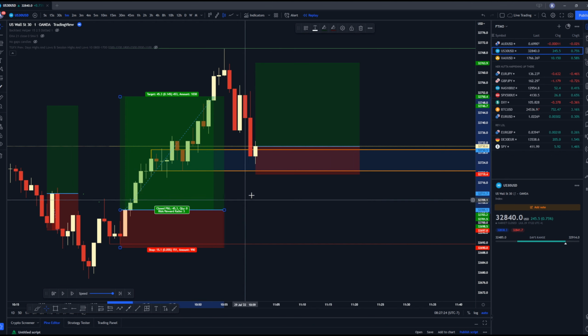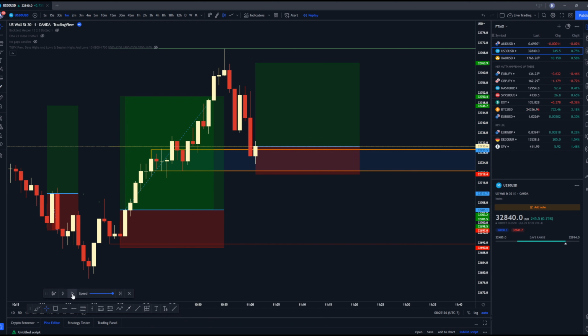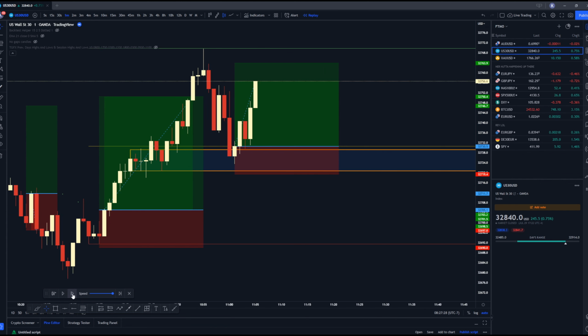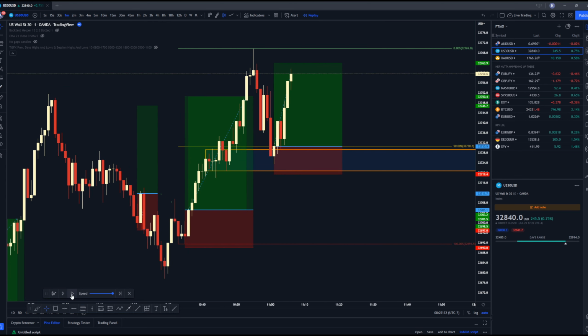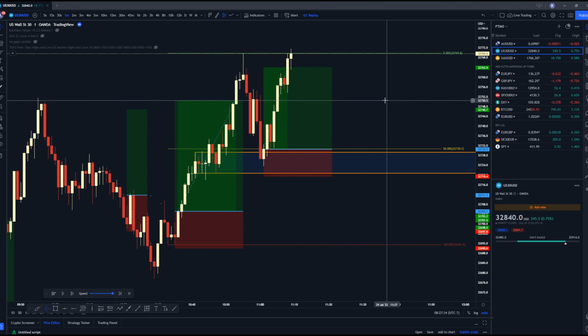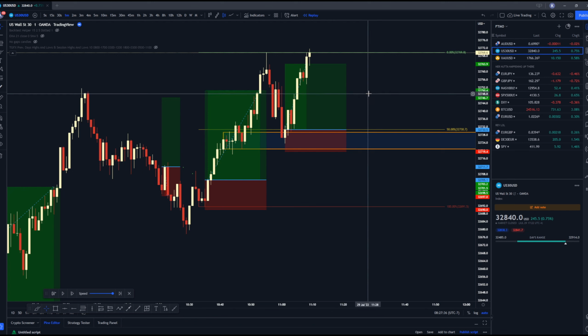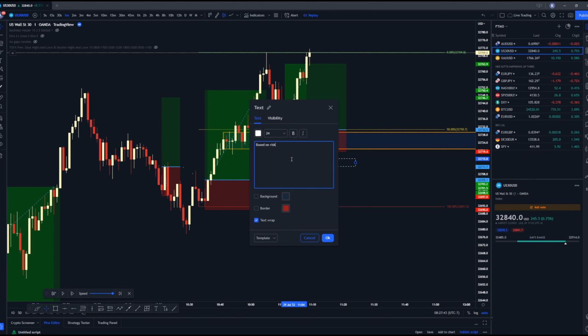So basically we have our area of demand right here, and we'll see what happens. So we keep pushing up, and it looks like it does work out in this case. So the demand does hold, and we continue pushing higher. Now, I'll say entry based on risk tolerance.